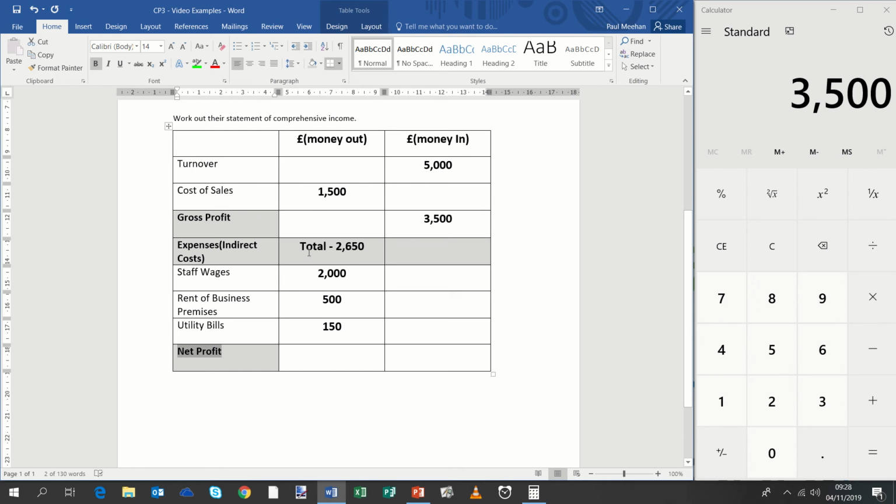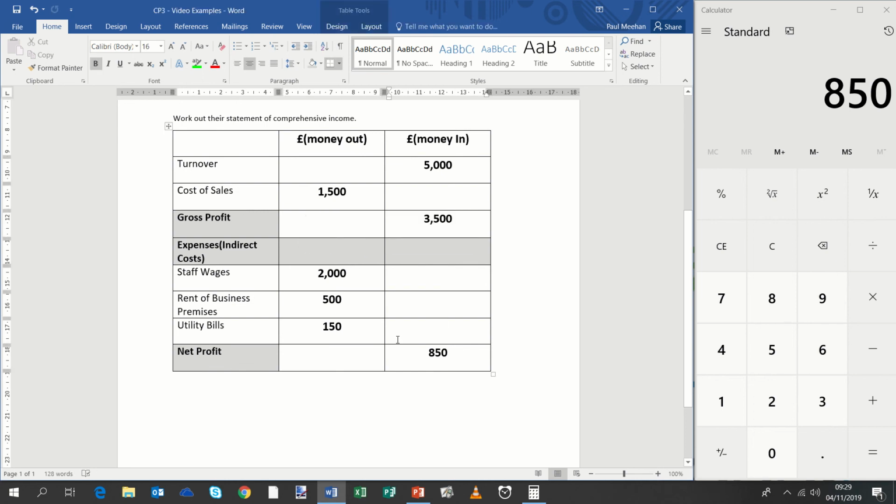So 2,650 taken away from 3,500. Let's work that out. 3,500 minus 2,650 equals £850 in net profit. So that's extra money the business gets to keep each month. So that's how you do a statement of comprehensive income, and I can remove that afterwards.